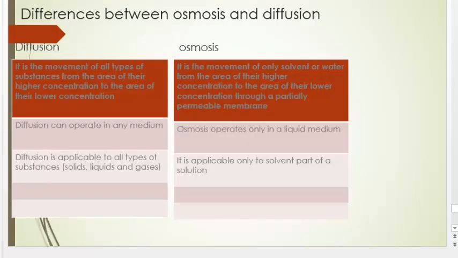Okay? The next one is the difference between osmosis and the diffusion. We normally see this question. Sometimes you can be asked to differentiate these two. So the first difference is that diffusion, this is the movement of all types of substance from the area of their higher concentration to the area of their lower concentration. That is the first difference.